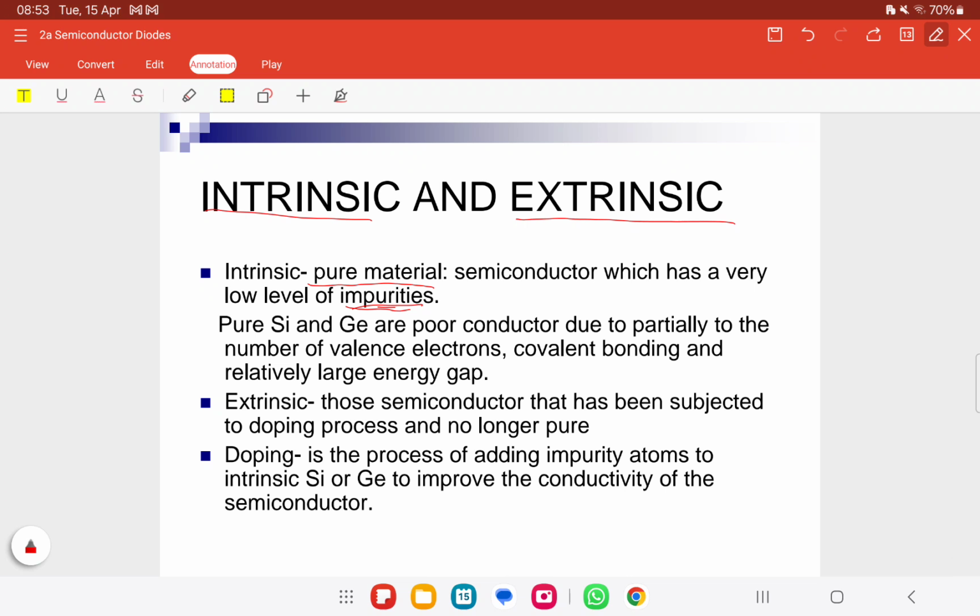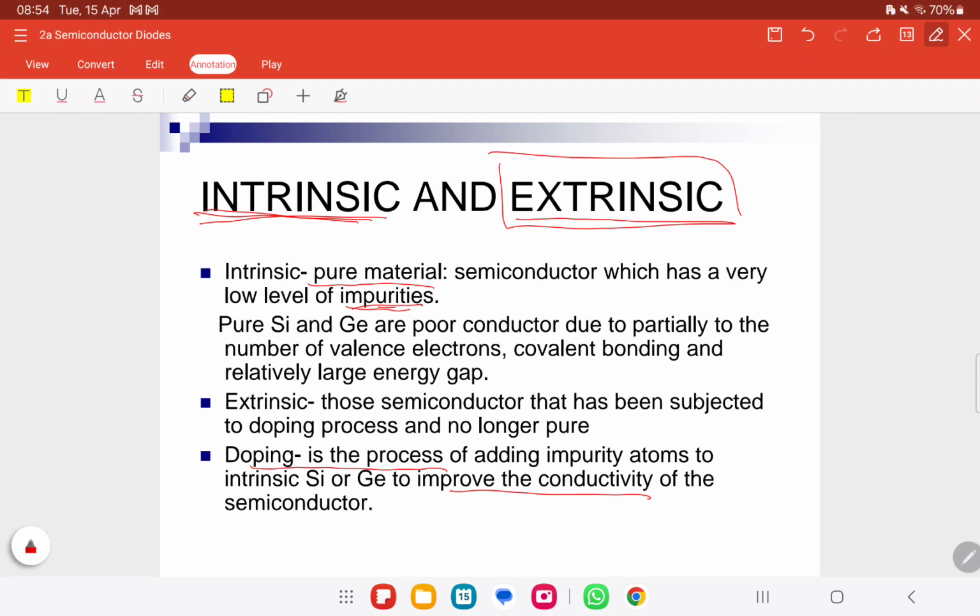Yes, doping is the process of adding impurities. What is our purpose? Tujuan kita apa? We want to improve the conductivity so that the electrons can flow, electrons can jump, current can flow. Then the semiconductor will become a conductor, or we call it a highly conductive semiconductor. The process is doping: add impurities to the intrinsic, and then it will become the extrinsic semiconductor.